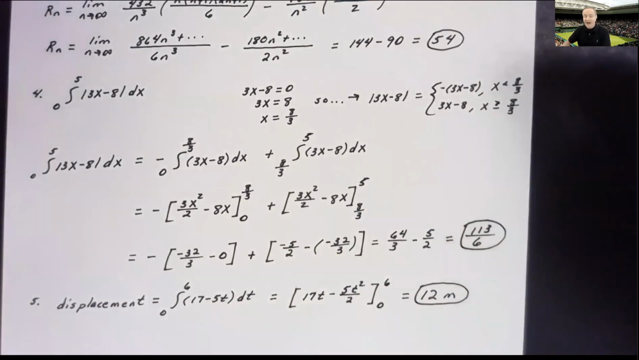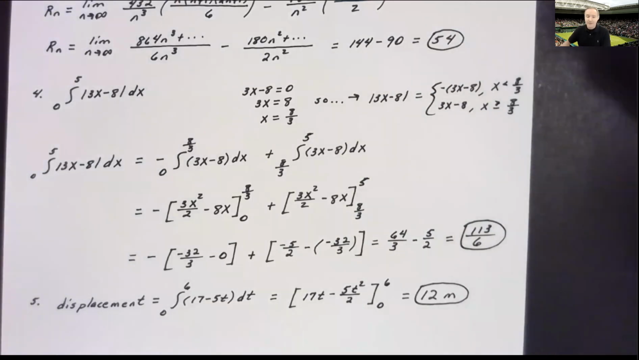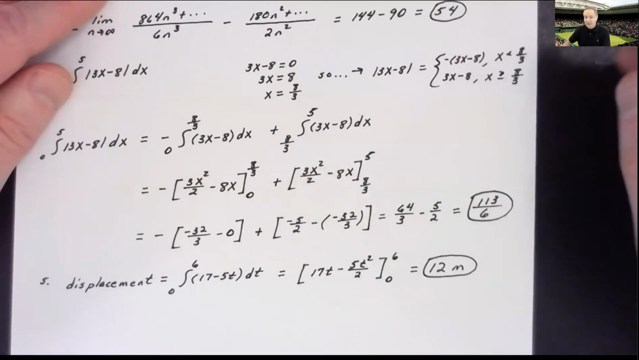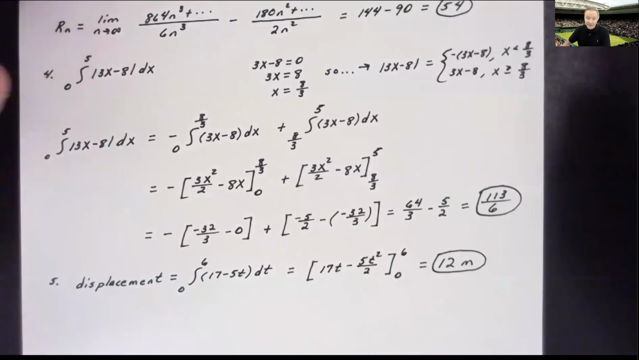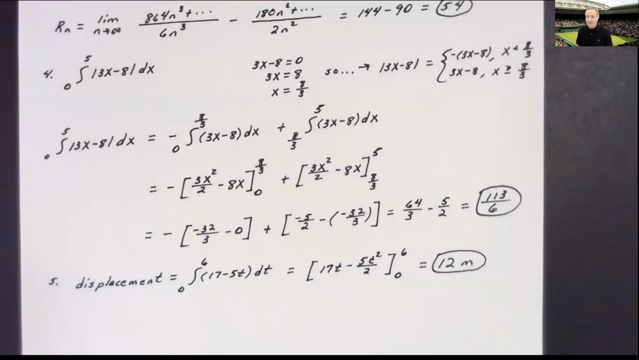Now, for number 5, we're looking at the difference between displacement and total distance traveled. I give you a velocity function of 17 minus 5t, and I say a particle moves at this velocity between 0 and 6 seconds. Then we're supposed to find the displacement and the total distance traveled. Well, the displacement, as the name would imply, is simply change of position. So if I move backwards 10 meters and then forwards 10 meters, my displacement is 0 because I'm at the exact same place I started at.